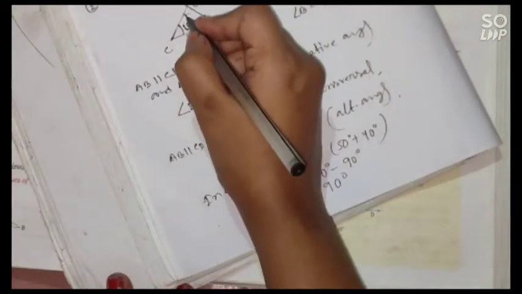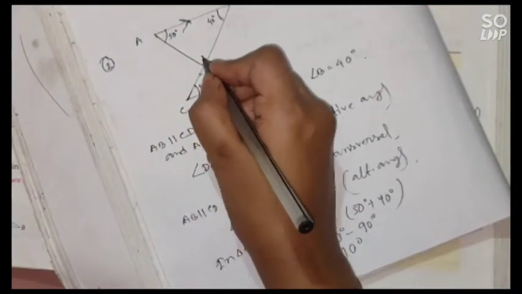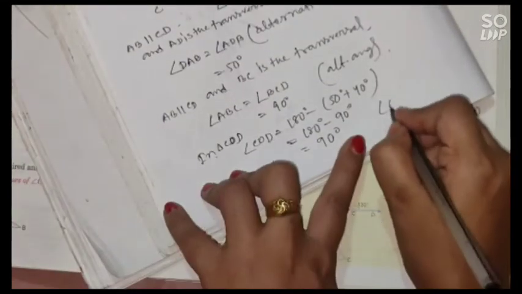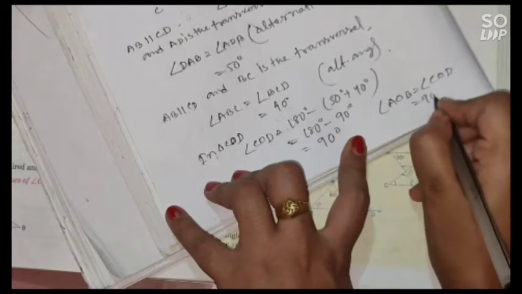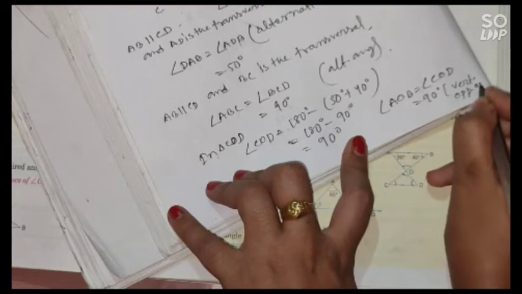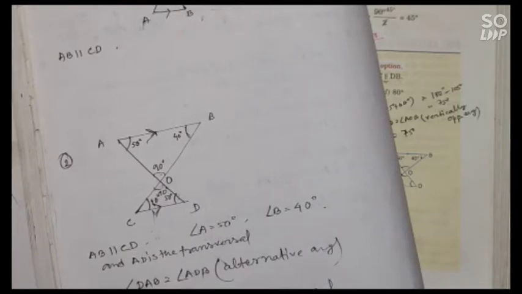So if the value of this angle is 90 degrees, then this value is also 90 degrees, because angle AOB equals angle COD equals 90 degrees. Vertically opposite angles: when 2 lines intersect, the vertically opposite angles so formed are equal. Okay.